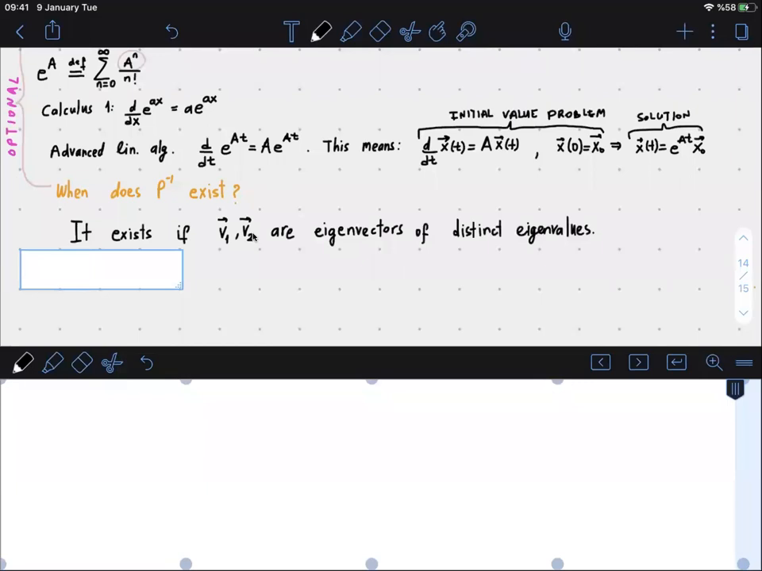Okay. So examples. Okay, let's look at an example.